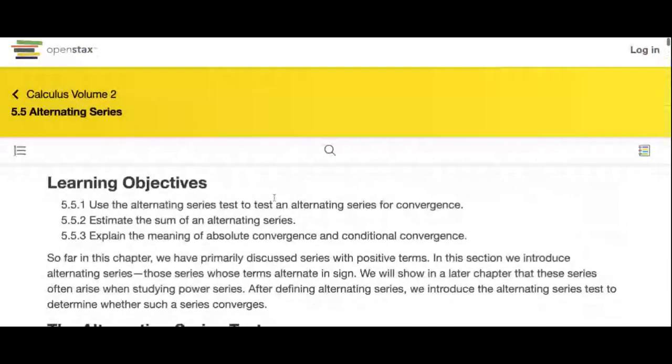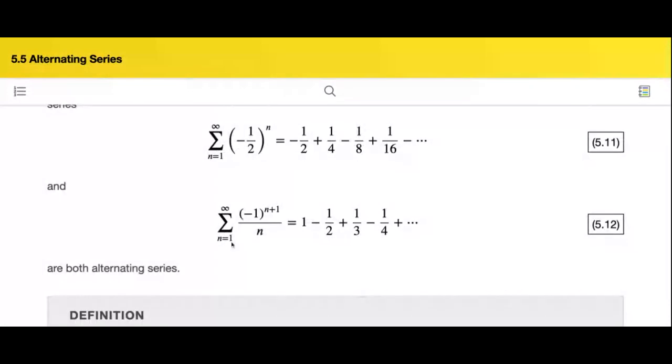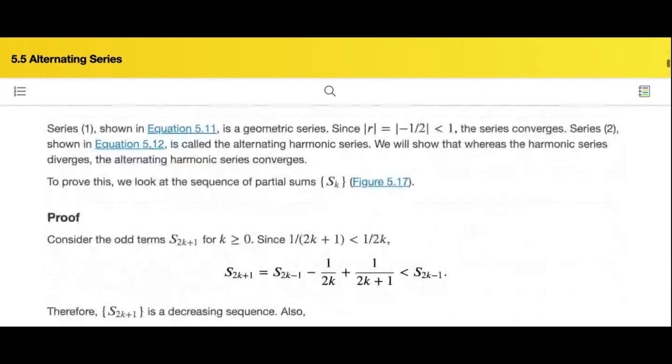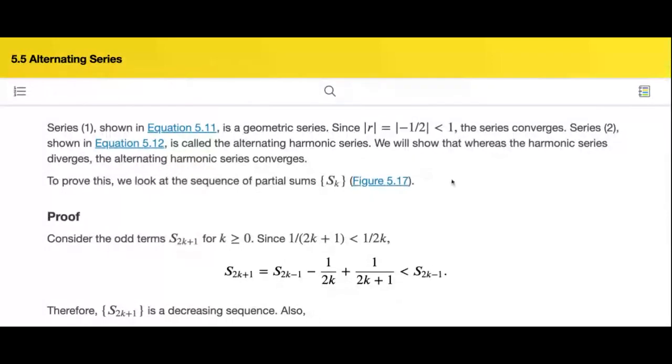And 5.12, so this is called the alternating harmonic series. Without (-1)^(n+1), it is called the harmonic series. With (-1)^(n+1), we call it the alternating harmonic series. So we will show that whereas the harmonic series diverges, the alternating harmonic series converges. All right. So the harmonic series is a famous series that diverges, but the alternating harmonic series converges. Of course, the first one converges as well.